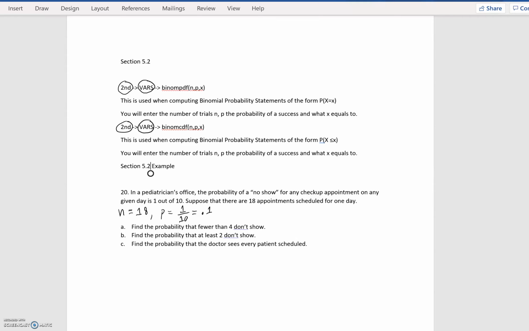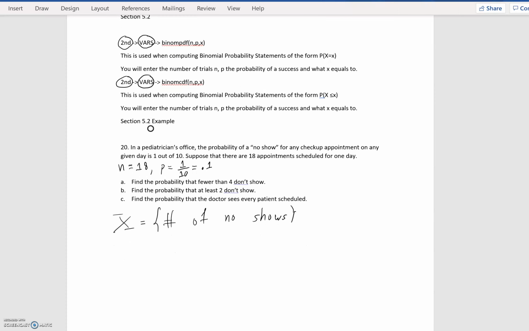Part A, find the probability that fewer than 4 don't show. Let me write down what my random variable is for this scenario. Capital X represents the number of no-shows. We want to find the probability that fewer than 4 no-show. So part A is asking us to find the probability that capital X is less than 4.